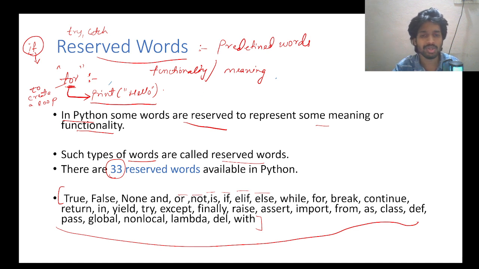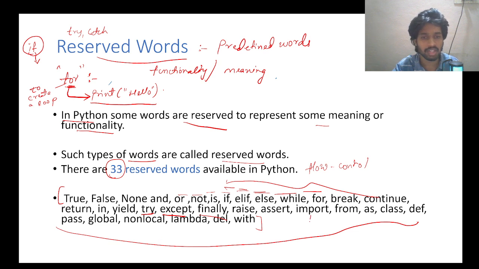We are not going to discuss all these keywords now because learning all the keywords, all the reserved words, is nothing but learning the Python programming language. If I talk about if, elif, else, while, for, break, continue, all this comes under the flow control topic. And if I talk about try, except, finally, these come under the exception handling concept. So learning each and every keyword is nothing but learning Python programming language.